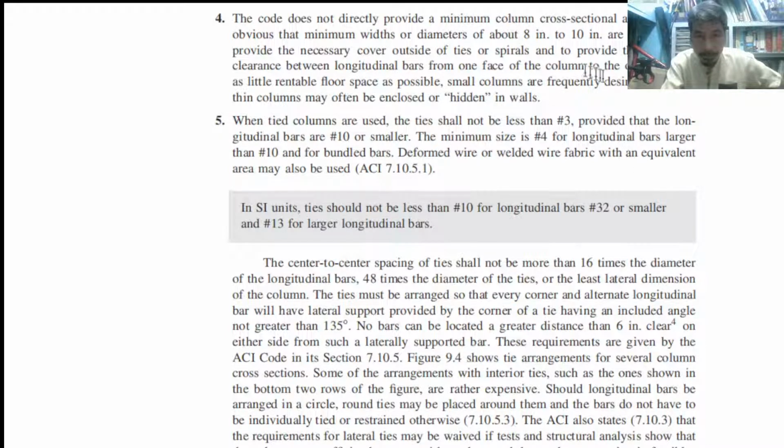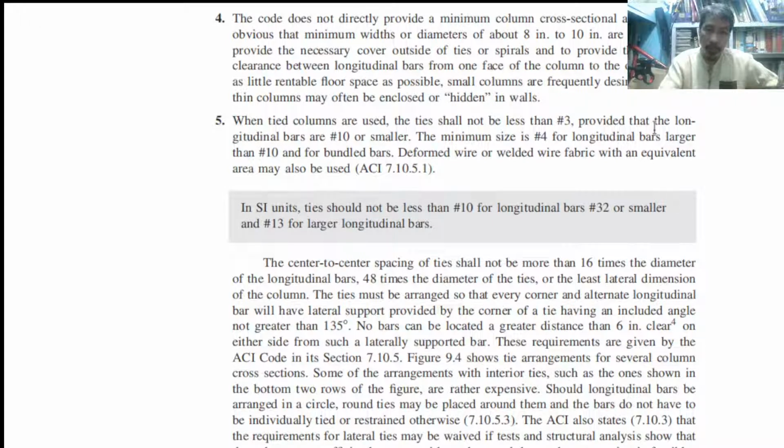Necessary, to use as little rentable floor area as possible if you have very big columns. So small columns are frequently desirable. In fact, thin columns may often be enclosed or hidden in walls.